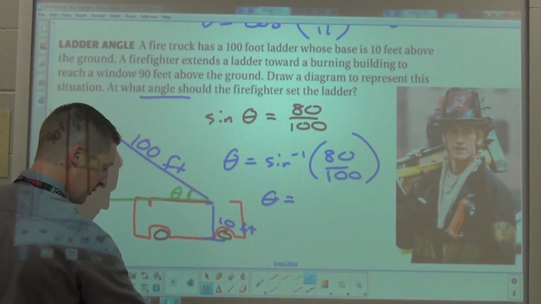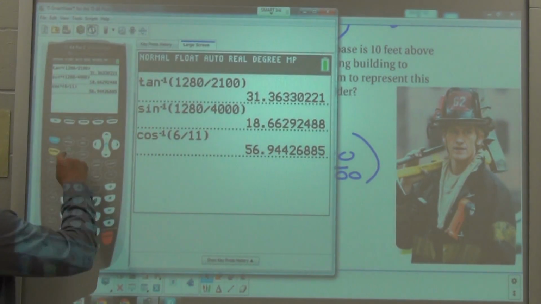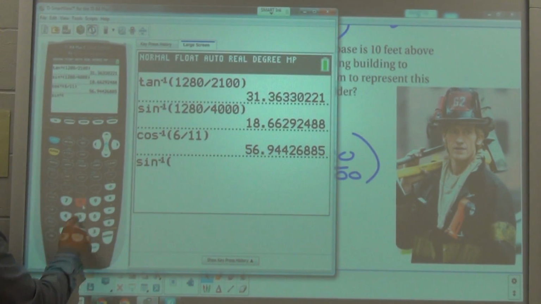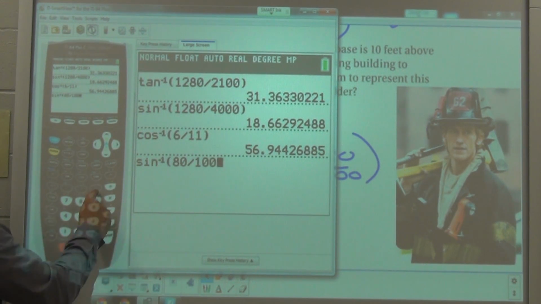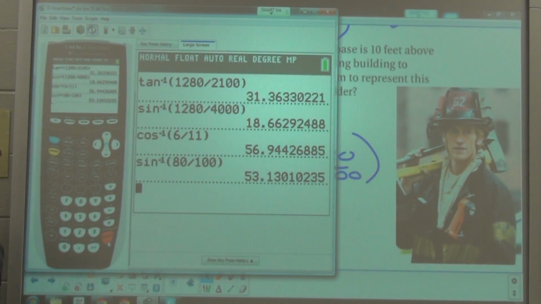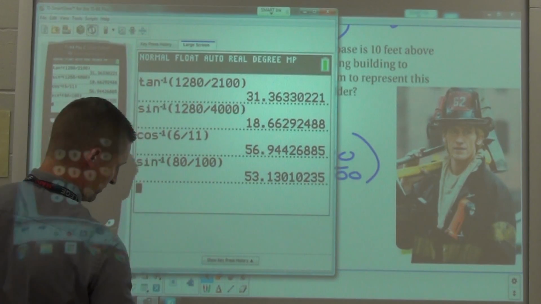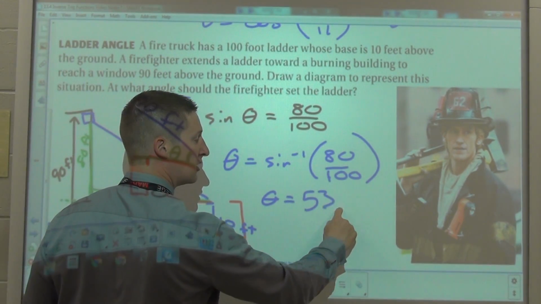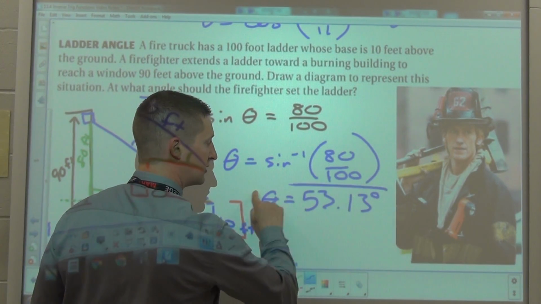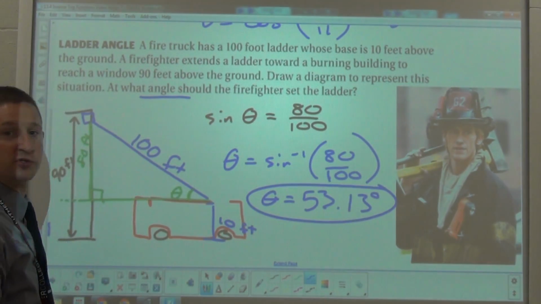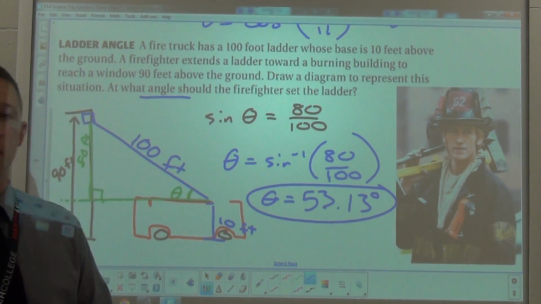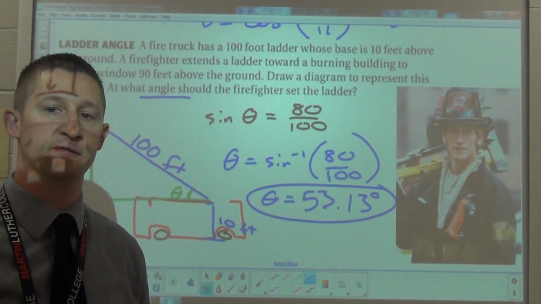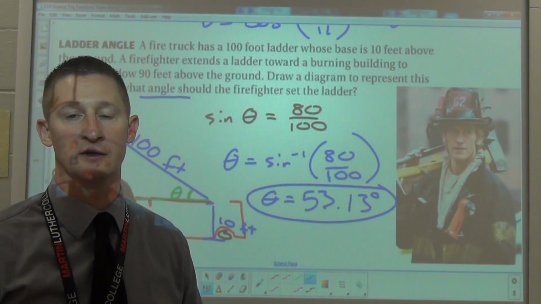Typing that in the calculator. Second sine, 80 divided by 100. Hit enter. 53.13 is our answer. So we'll jot that down here. 53.13 degrees. So those are several examples of using inverse trig functions to find missing angles in given problems.